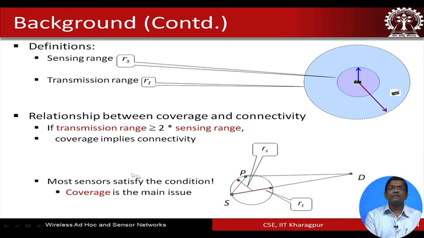Most sensors would satisfy this condition. Most sensor nodes that are available in the market satisfy this condition. That is the reason why coverage is the main issue that is studied when we talk about coverage and connectivity, and connectivity is automatically taken care of when we ensure coverage of a particular area or a point of interest.